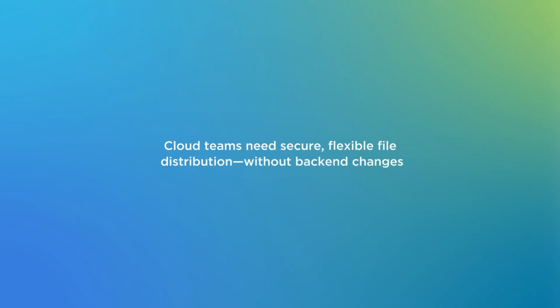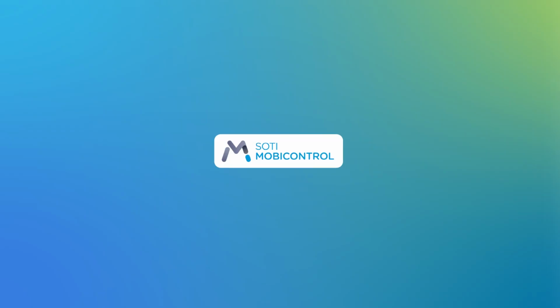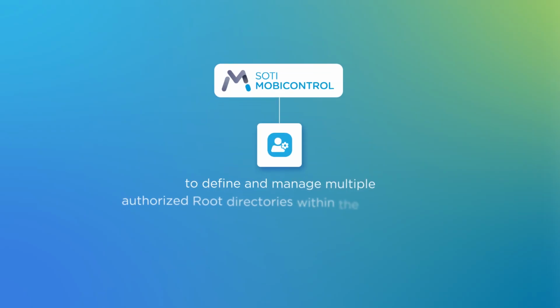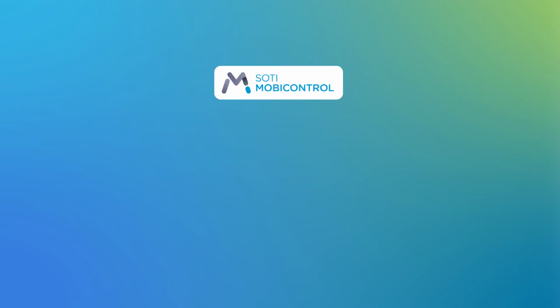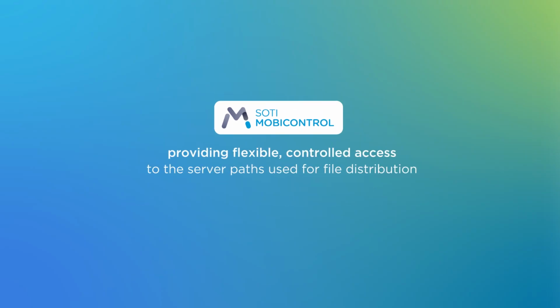Keeping devices up to date with the right files often requires syncing content with a central server location without a consistent way to manage where those files come from. Administrators can run into confusion, misconfigurations, and inconsistent results across devices. SOTI MobiControl enables administrators to define and manage multiple authorized root directories within the file manager, providing flexible, controlled access to the server paths used for file distribution.